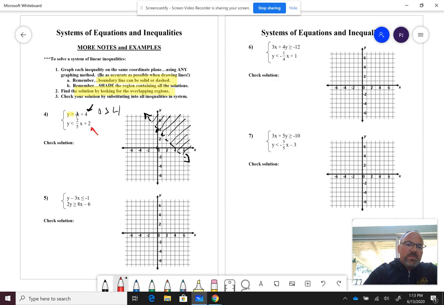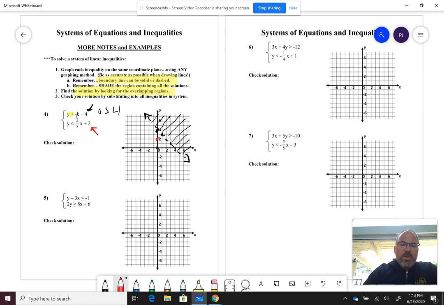All right, let's do the next one. Now, it's best when you're doing this to use different colors, a pen and a pencil, or two different color markers or colored pencils, so that you can tell where the two lines are and you're not confused with the shading.